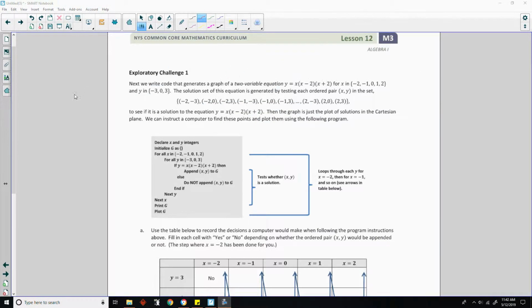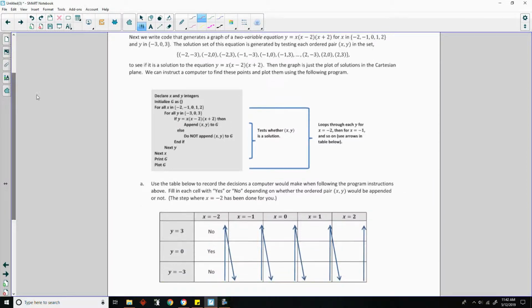Okay, page 3, Exploratory Challenge 1. Next, we write code that generates a graph of a two-variable equation y equals x times the quantity x minus 2 times the quantity x plus 2 for x in the set -2, -1, 0, 1, and 2, and y in the set -3, 0, and 3. The solution set of this equation is generated by testing each ordered pair x, y in the set. So we're going to take -2 and pair it with -3. That's right here. Take -2 and pair it with 0 right here. Take -2 and pair it with 3, and that's right here.